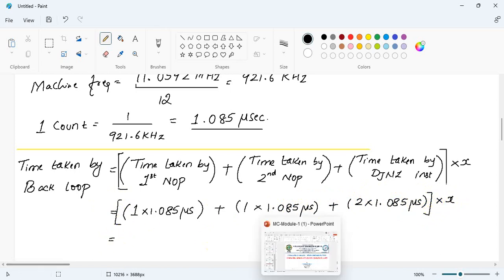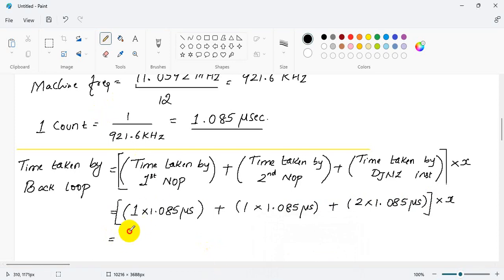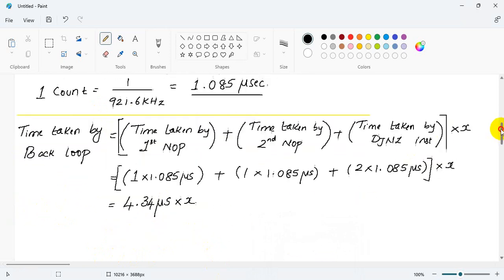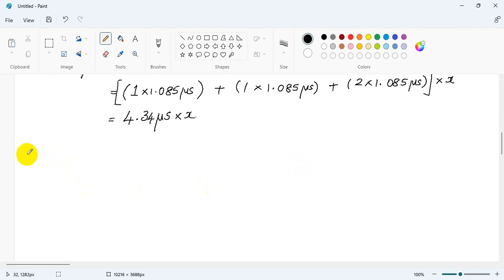So if you compute this, you will get 4.34 microseconds into x. So that's the time taken by the back loop. We don't know what x is. Now what is the total time taken? That is the total time taken by the delay subroutine.